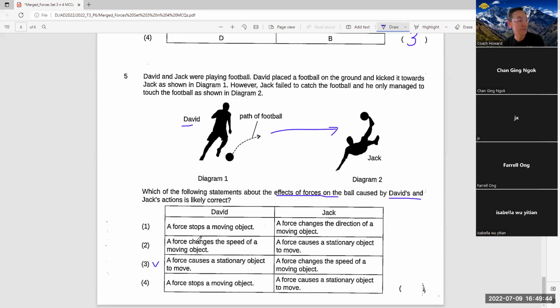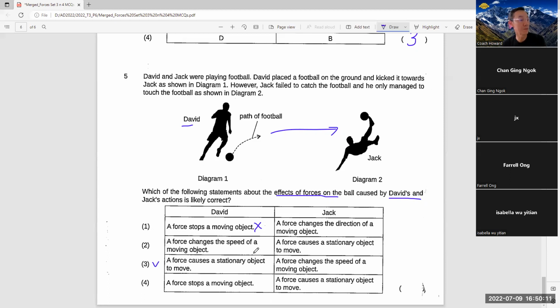This part. Okay. Then how about him? Is it correct? You see this one? A force changed the speed of a moving object. A force changed the direction. A force stops a moving object. So which is the better choice? Okay, because he's kicking, right? So it doesn't force like this one. So this one is wrong. A force changed the speed of a moving object. Okay, let's put the football.